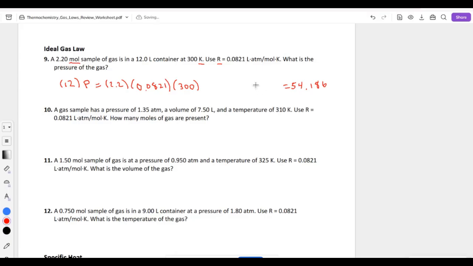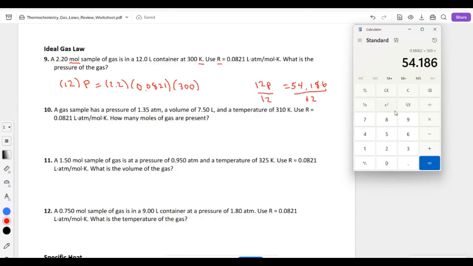Equals, on the left side, we got 12P. So we got 12 times P. All right, so to get P by itself, we should know by now, this is 12 times P, so we got to do the opposite. We got to divide both sides by 12. And let's bring the calculator out. So 12 divided by 12, of course, is 1. We're going to be left with 1P. So it's 54.18 divided by 12. 54.18 divided by 12 equals 4.515.